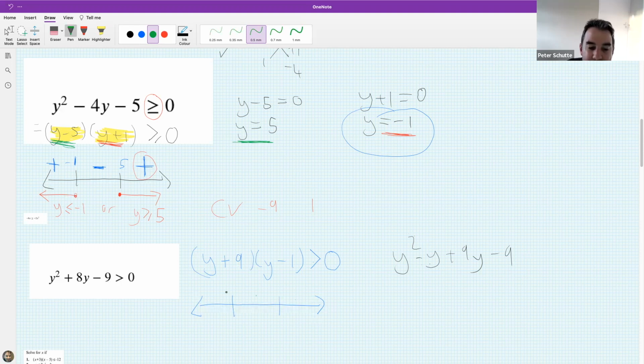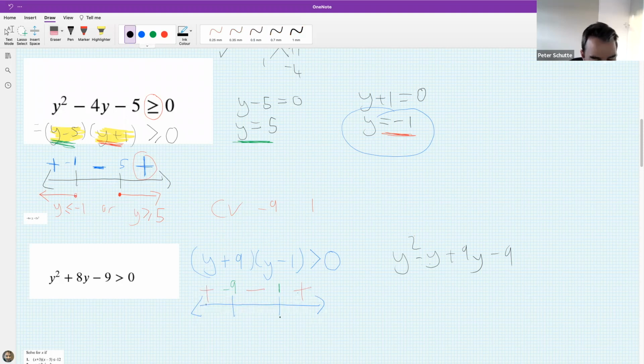So this is minus 9. This is 1. What is the pattern of my expression going to be now? Positive, negative, positive. If I choose a number bigger than, say, 1, let's say 10, this is positive, this is positive, so that's positive. Then this will be negative, and that will be positive.